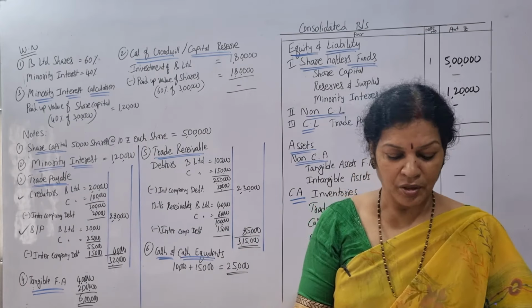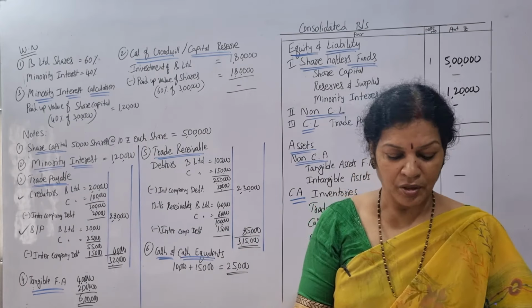Liability side is over. Now let's focus on the asset side. Asset side, what do we have? First, if you see the format, first tangible assets. Tangible assets means nothing but fixed assets. Fixed assets are here, land and building. We can show it in note number 4. Here, for 4 lakh and 2 lakh. 4 lakh, 2 lakh comes to 6 lakh. So 6 lakh we are writing here. Intangible asset, goodwill is not there, so nil.